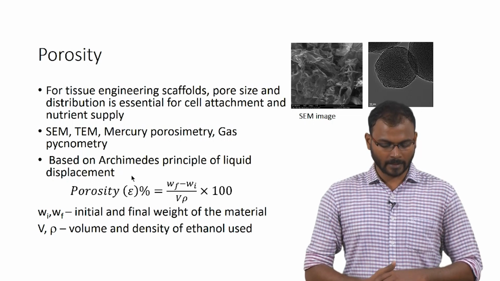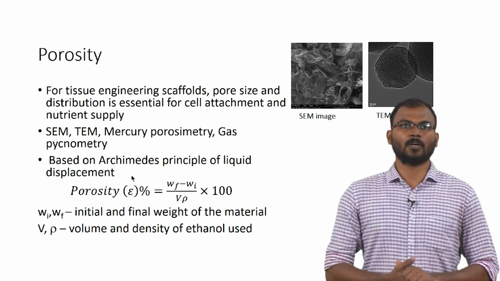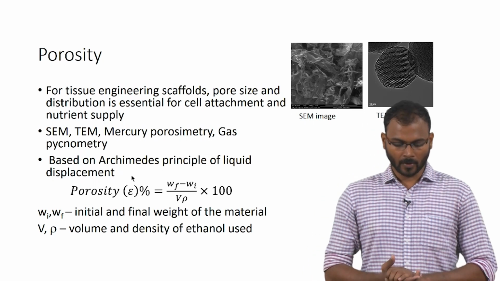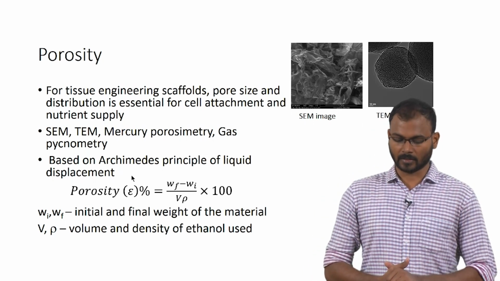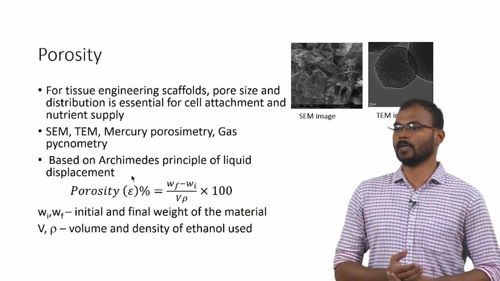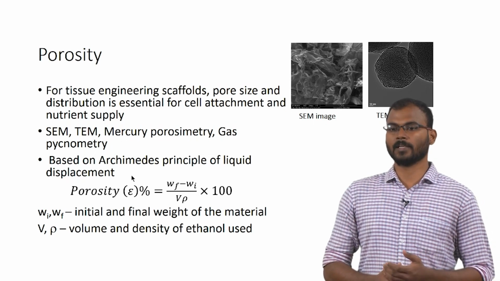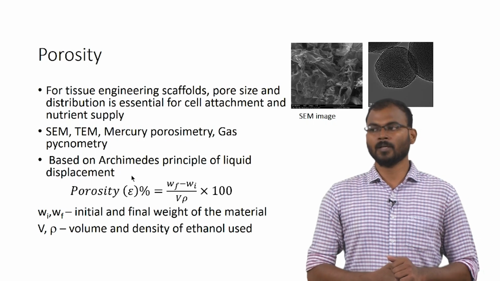The porosity formula is the final weight minus the initial weight, divided by the volume and density of the ethanol used. So, how much volume and density of the ethanol you are using, that will give you the porosity of the scaffold.